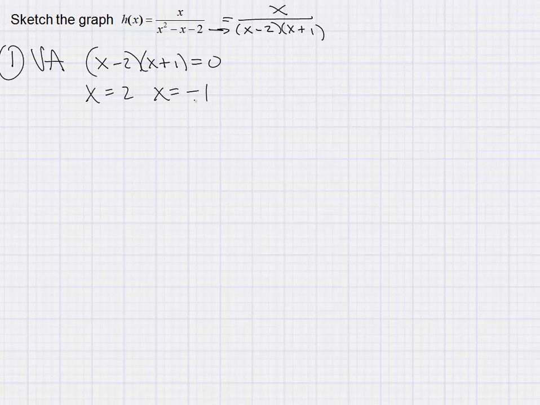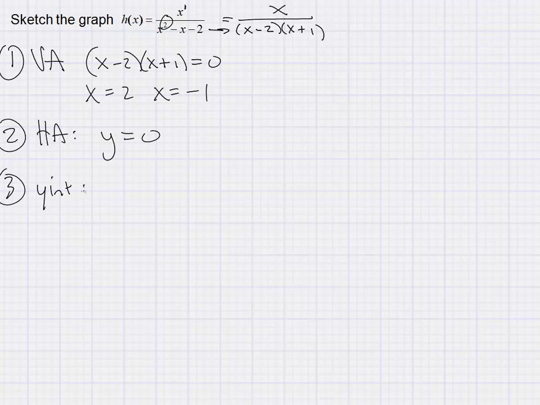Horizontal asymptotes, however, the most you'll get is 1. Step 2, we're going to find that horizontal asymptote. Look at the degree. Numerator's a 1, denominator's a 2. Denominator's bigger, y equals 0. Step 3, y-intercepts. Find f of 0. Well, I get 0 over 0 squared minus 0 minus 2. So 0 over -2, that's 0.